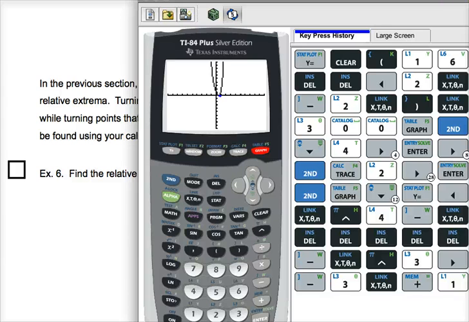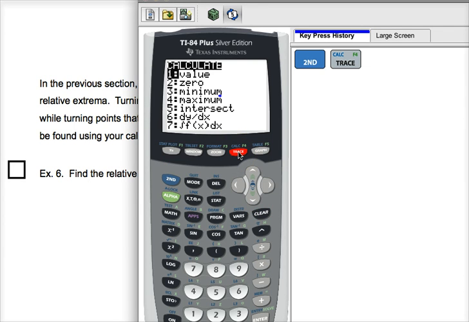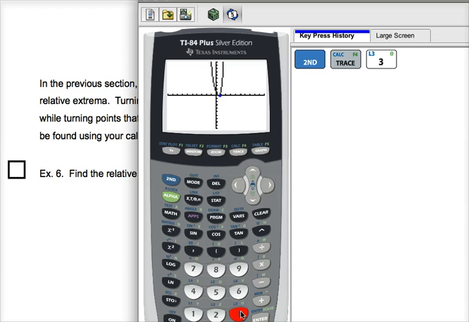And here's all you do for that. Second, here, let me start over here. Let's clear my history. Okay, so let's do second, calc. Oh, now it's tracing. We got to start over. Clear again. All right, start from scratch. Second, trace, and I want to find a minimum. So I'm going to hit number 3.